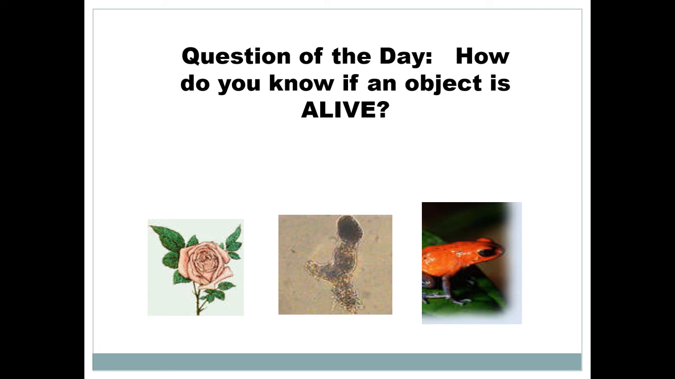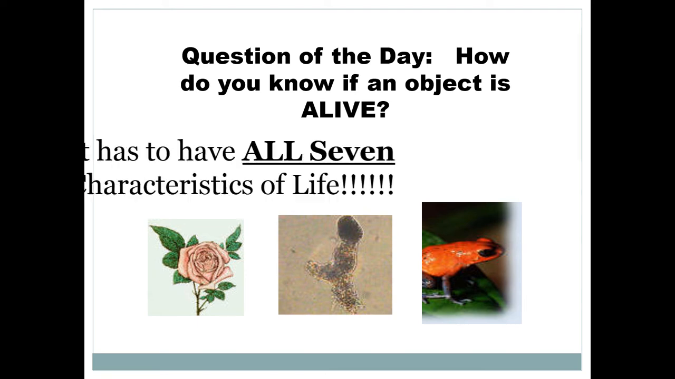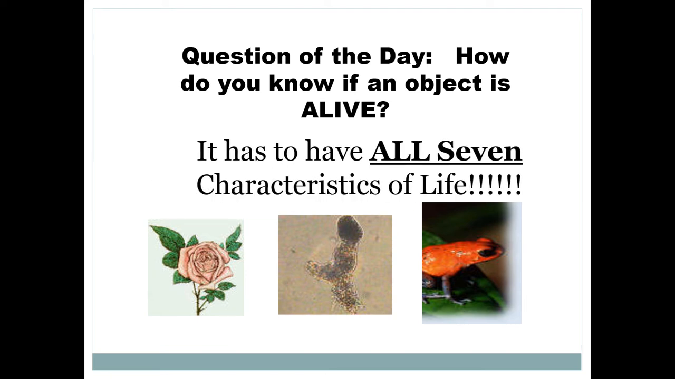The question for this lesson is, how do you know if an object is alive? The answer: it has to have all seven characteristics of life. Not three, not five, not six of seven. You must have all seven to be considered alive. If you don't have that, you are considered non-living.